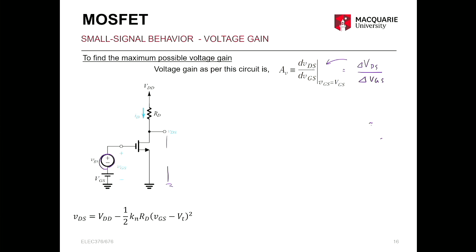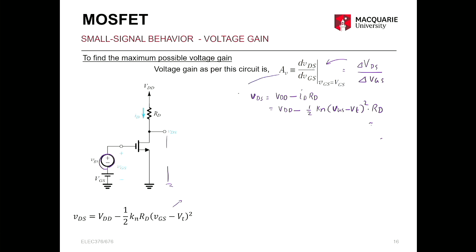So what is VDS? VDS is given here. VDS is VDD minus ID RD, which is the same as VDD minus half Kn times VGS minus VT the whole square times RD. Okay, that is just by using the equation for ID.